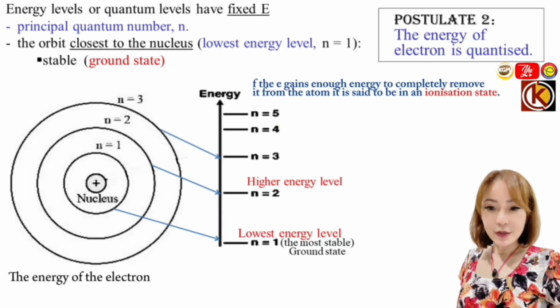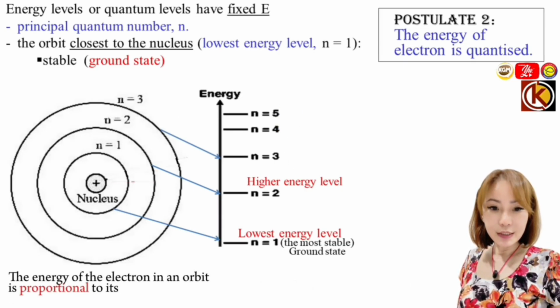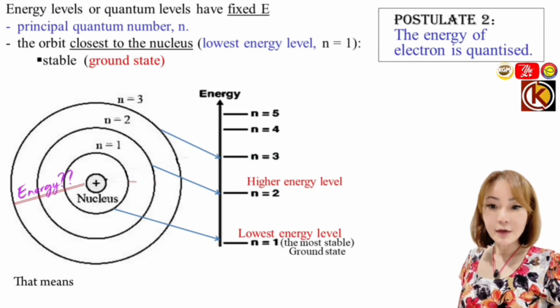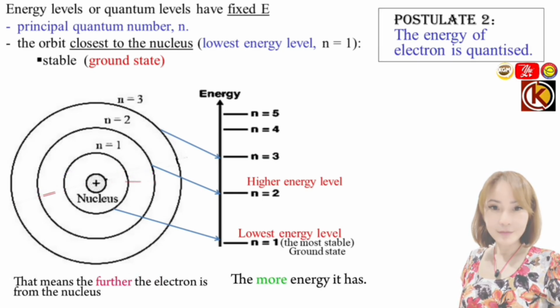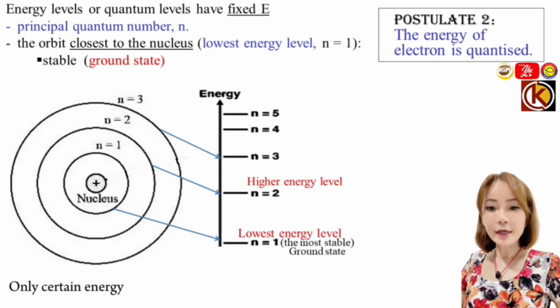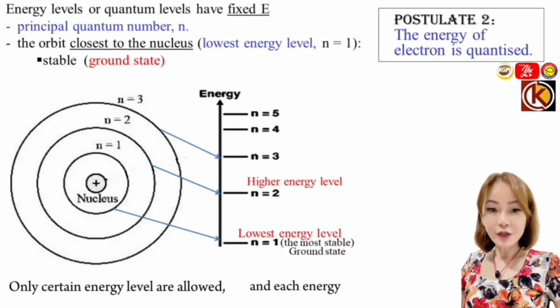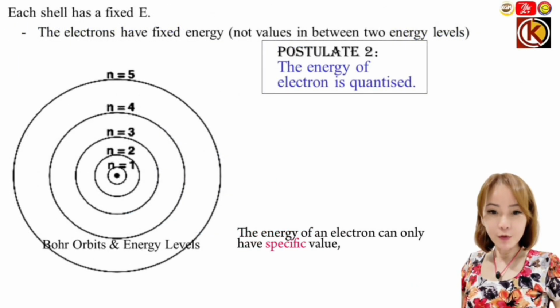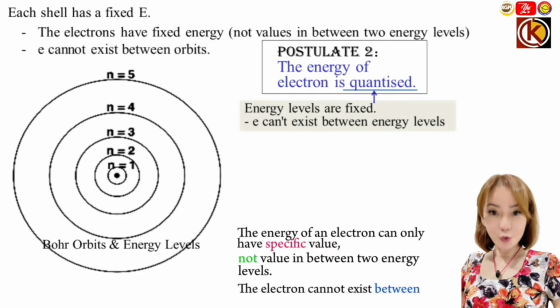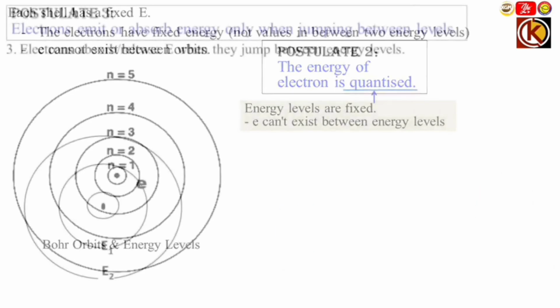The energy of the electron in an orbit is proportional to its distance from the nucleus. That means the further the electron is from the nucleus, the more energy it has. Only certain energy levels are allowed, and each energy level has a fixed energy. The energy of an electron can only have a specific value, no value in between two energy levels. The electron cannot exist between orbits.